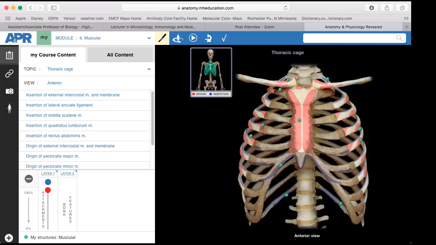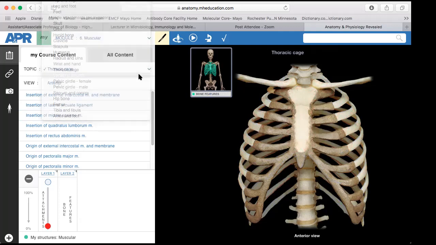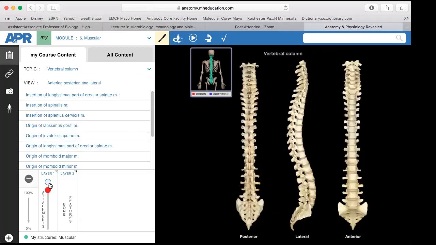Serratus anterior, insertion of lateral arcuate ligament, insertion of quadratus lumborum. So this is the area where the quadratus lumborum will end up, and that's why it's called the insertion. Okay, so the vertebral column, for example. That is the levator scapulae. That's where the levator scapulae will come out like that.